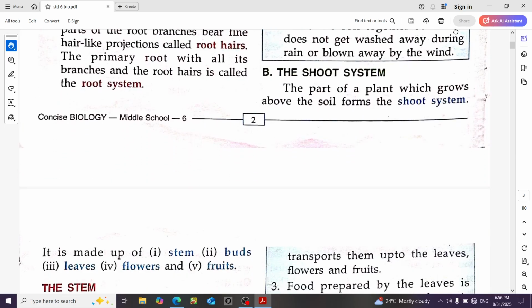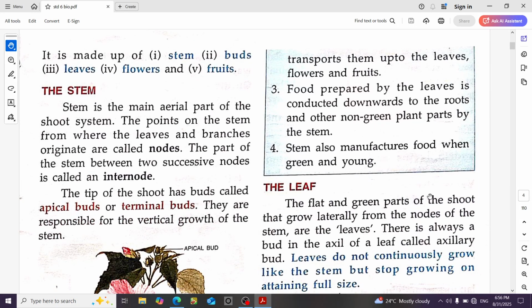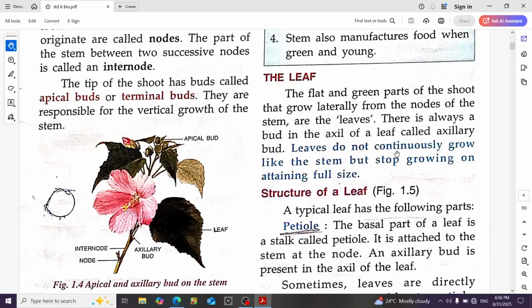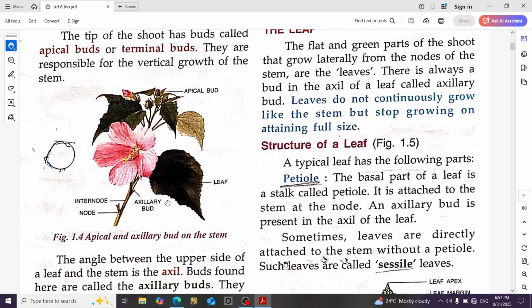The shoot system, the second part, let's start reading about it. So it is made up of stem, bud, leaves, flowers and fruits. You already know all these things. You can see it in the picture. See here, node, internode, axillary bud, leaf, apical bud. So stem is the main aerial part of the shoot system. The points on the stem from where the leaves and branches originate are called nodes. Okay, so the parts from which leaves come out, branches come out, are called nodes. And the part between two successive nodes is internode. You can see it here. Node and internode. Look at this carefully.